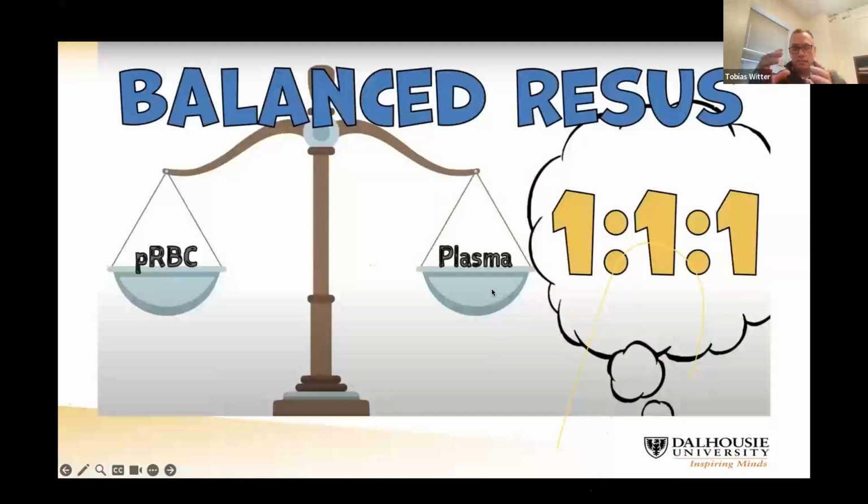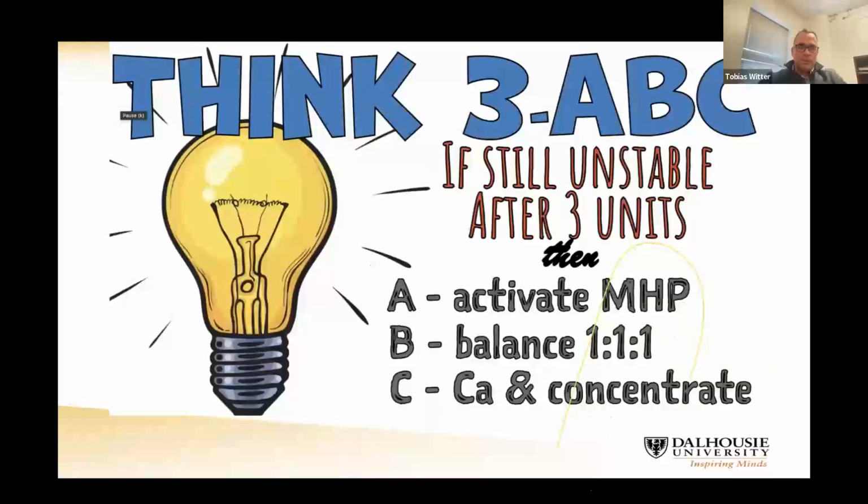And we're trying to reconstitute a 1:1:1 ratio, so for whole blood. Rule of thumb is think 3 ABC. So after 3 units of blood, activate massive transfusion, give balanced resuscitation, and don't forget the calcium and other concentrates. So you can use that think 3 ABC as a guideline as to what to do.